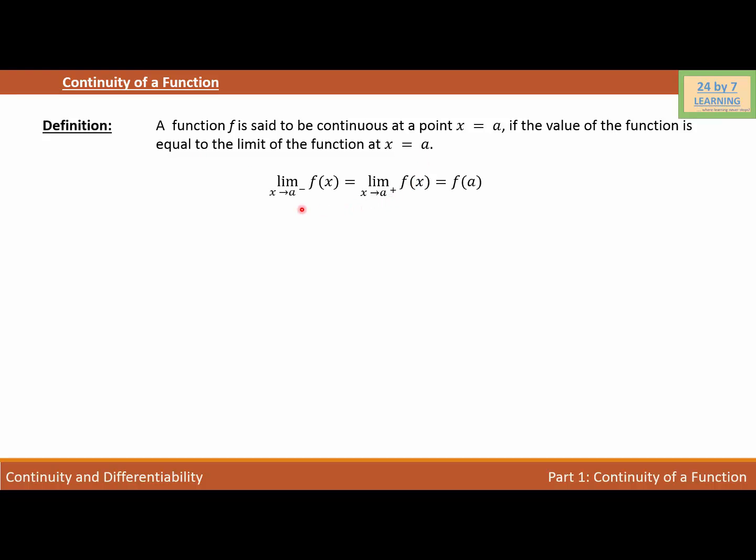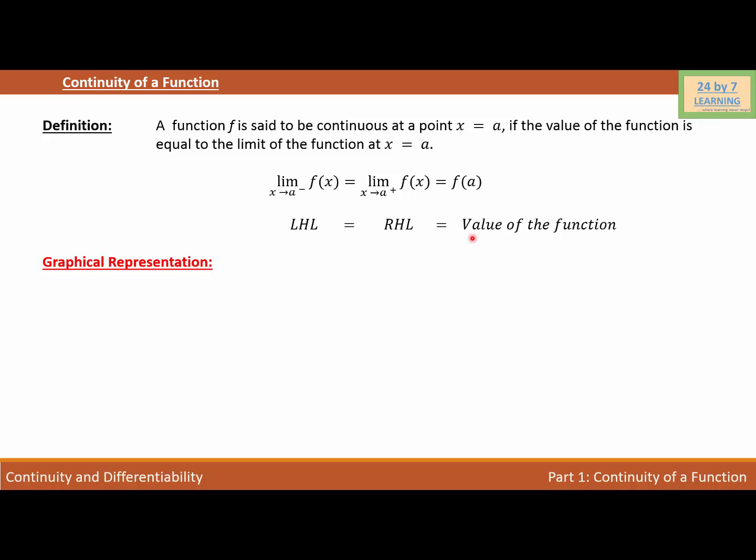It simply means that if we find the left-hand limit of the function at point a, and that is equal to the right-hand limit of the function, and these two limits are equal to the value of the function, then the function is continuous at point x equals a. It simply means that left-hand limit is equal to right-hand limit, and that is equal to the value of the function. Let's try to understand this graphically.